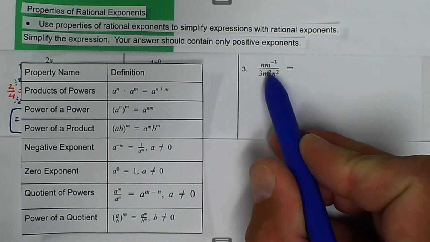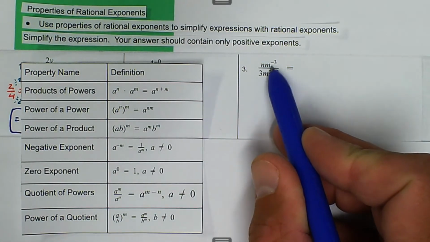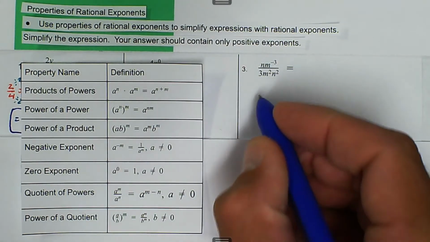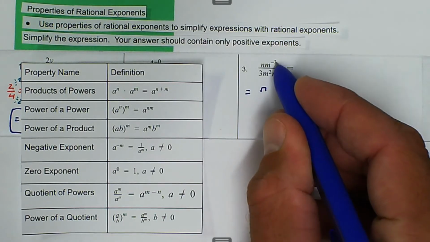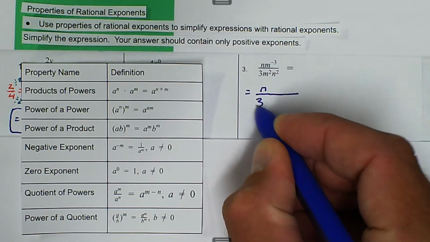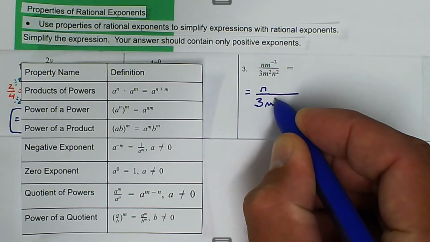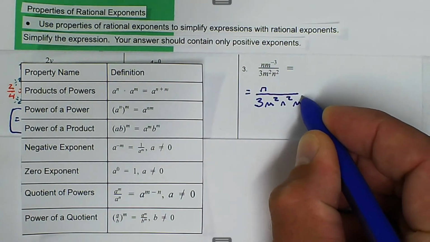So over here, the first thing that I'm going to do is rewrite this fraction to make sure that all my exponents are positive. So I'm going to have m to the negative third has to go later. So we have 3m squared, n squared, m to the third.